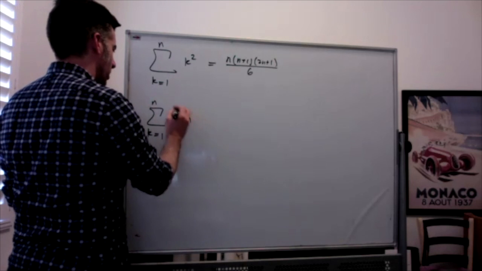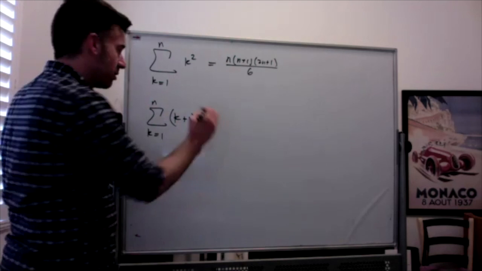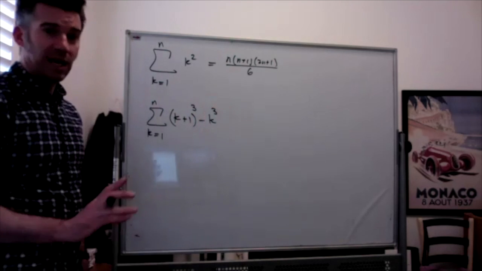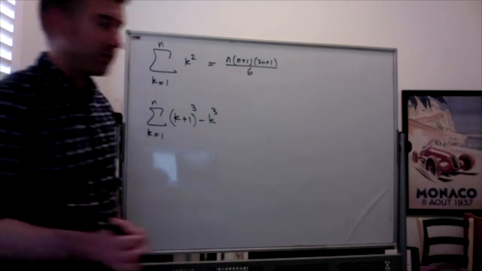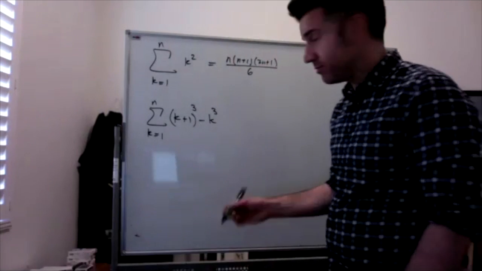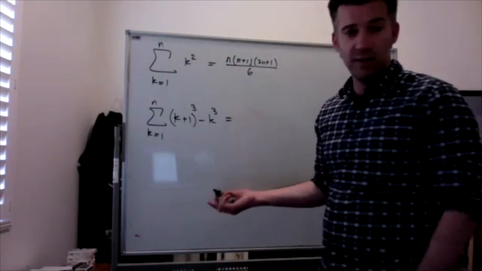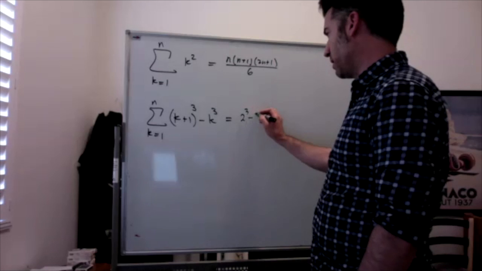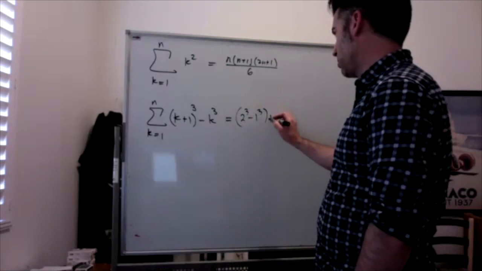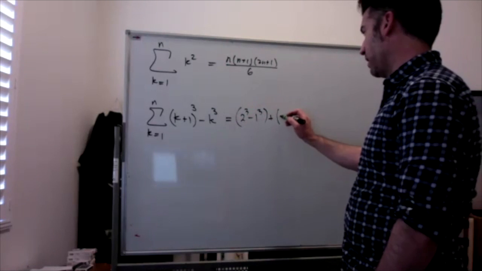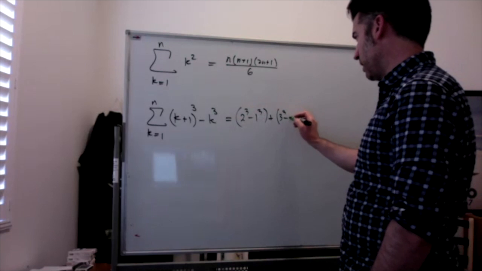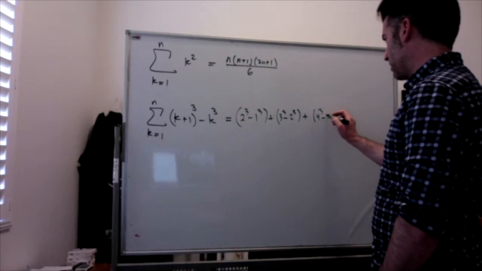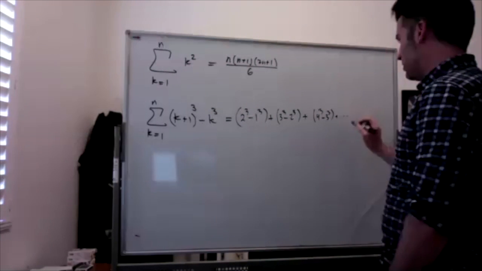K plus 1, use the next highest power, cubed minus k cubed. And we're going to calculate this in two different ways. First, I'm just going to write it out. When I start writing this out, so I start at k equals 1, I get 2 cubed minus 1 cubed. Plus, then k equals 2, I get 3 cubed minus 2 cubed. And then for k equal to 3, I get 4 cubed minus 3 cubed. And then I get a bunch of terms.